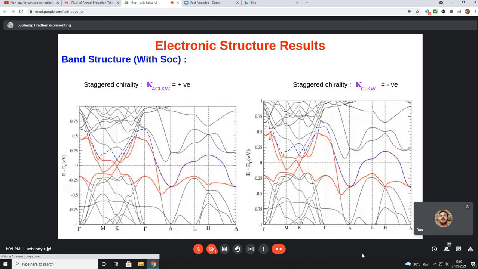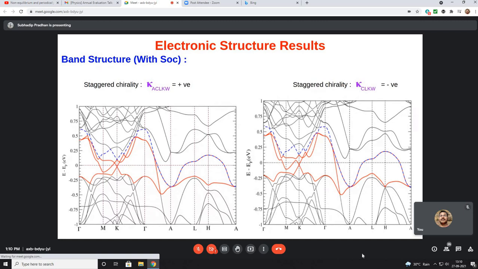But if we apply spin orbit coupling to the system and then calculate the band structure, we see that for staggered chirality anti-clockwise, there is a nodal ring type of band touching along the K point. But for clockwise, this nodal ring of band touching is opening, gapping out, so there are only Weyl nodes. So for anti-clockwise and clockwise, with spin orbit coupling, in one case we get a nodal ring around the K point, and in the other case, clockwise, we get a Weyl node around the K point. So there is a topological difference between the anti-clockwise and clockwise magnetic structures when we apply spin orbit coupling to the system.